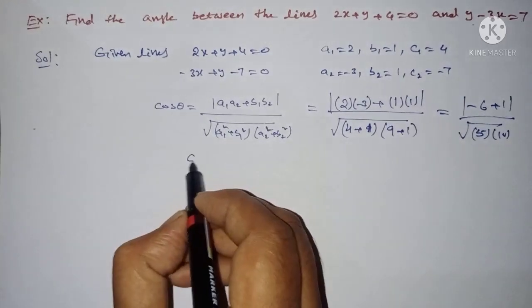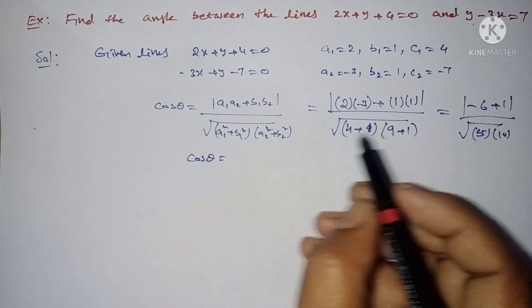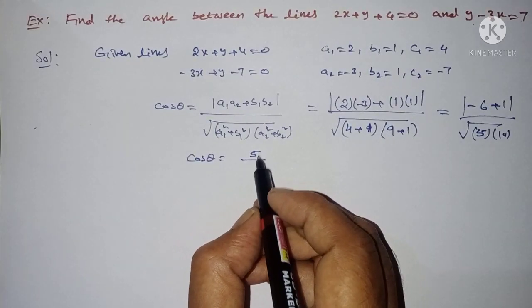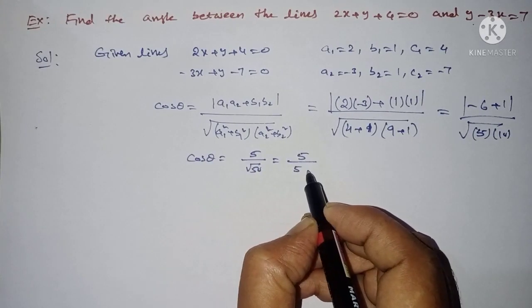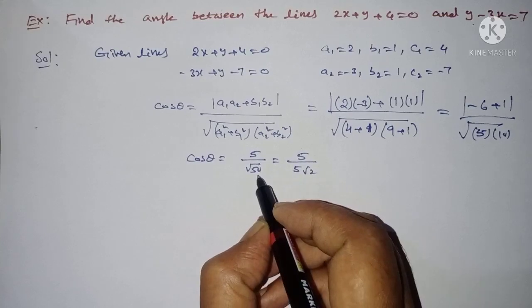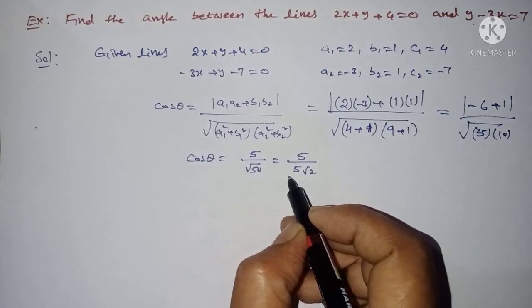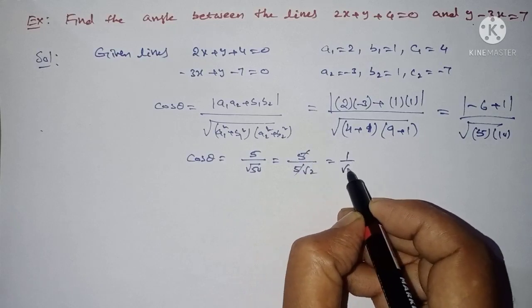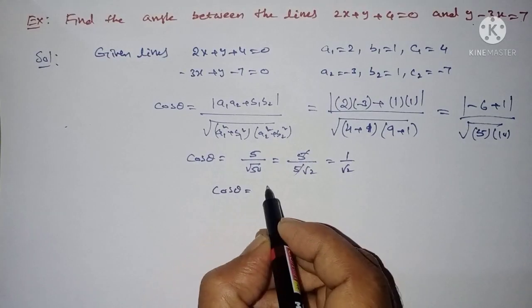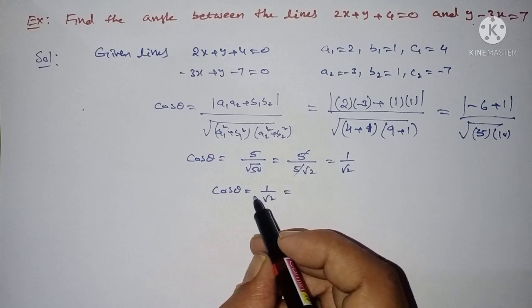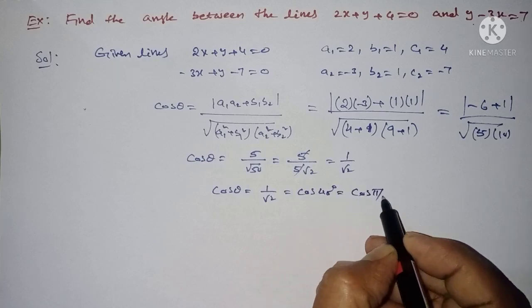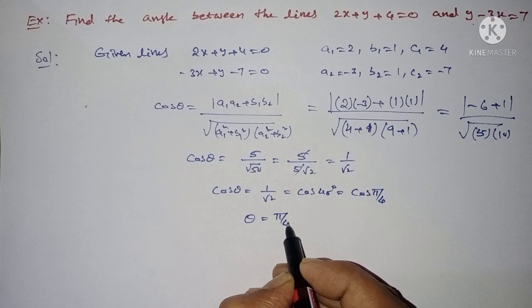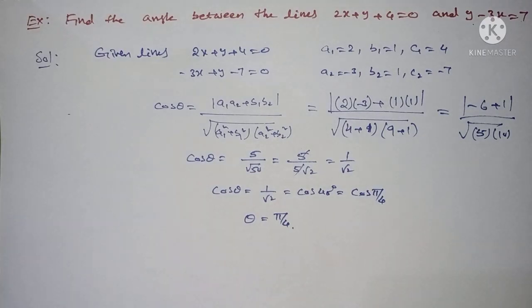So cos theta is equal to 5 by root 50, which can be written as 5 by 5 root 2, since root 25 is 5. The 5 gets cancelled, leaving 1 by root 2. Therefore cos theta is equal to 1 by root 2. Cos 1 by root 2 occurs at cos 45, or cos pi by 4. Therefore theta is equal to pi by 4. This is the method of finding the angle from the given line equations.